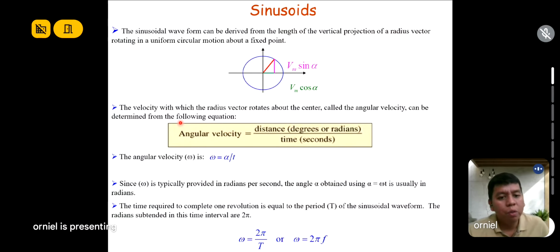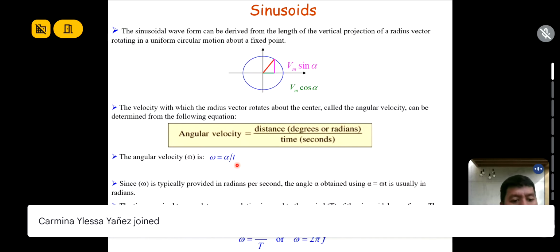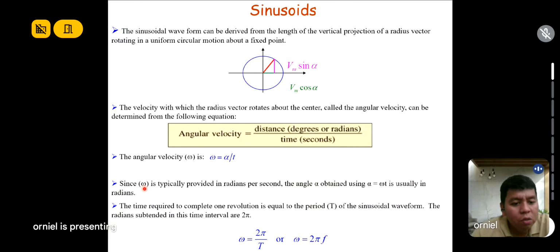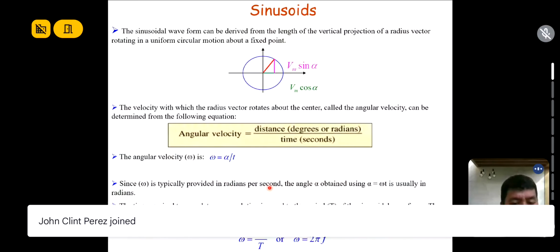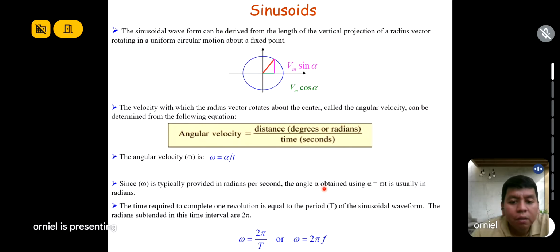And also, the velocity with which the radius vector rotates about the center is called the angular velocity. It can be determined through this formula: the distance over time, or using the sinusoidal, the angular velocity is alpha over t, or the period. Now, since omega is typically provided in radians per second, the angle alpha is equal to omega t, usually in radians.